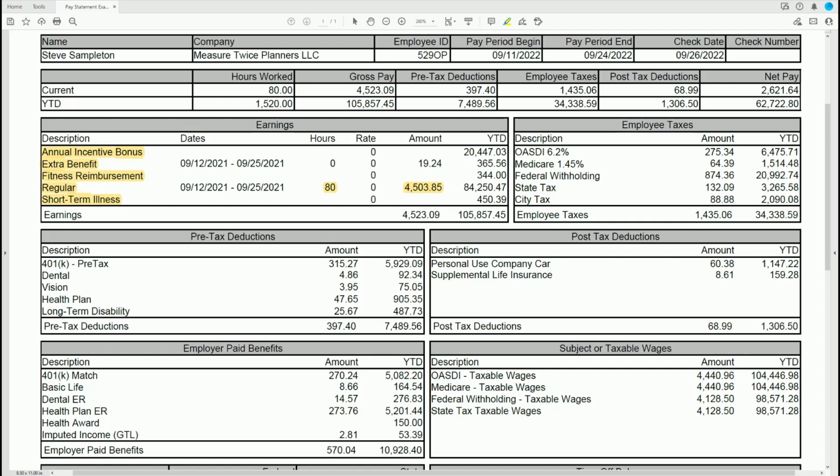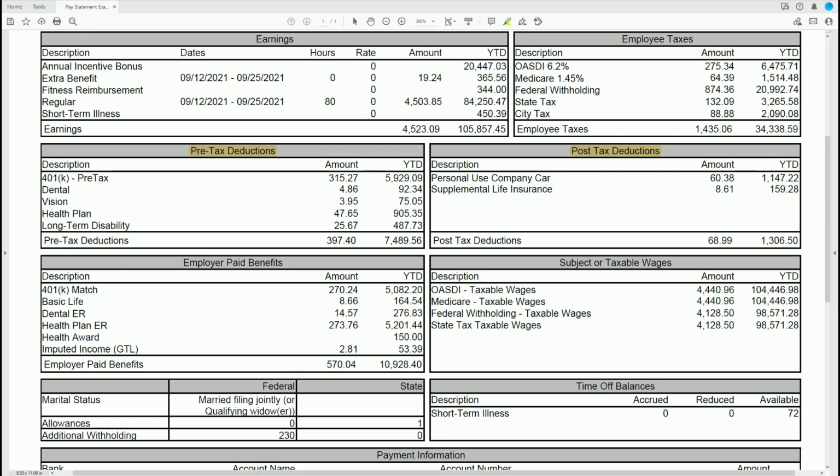Remember that many of these income sources may be subject to supplemental tax withholding rates, such as the annual incentive bonus seen here. After gross pay is calculated, various employee-paid benefits are deducted, either as pre-tax or after-tax deductions. It is important to remember that pre-tax deductions on the pay statement do not show up on the client's tax returns, since they are already excluded from taxable income on Form W-2 and cannot be further deducted on the tax return, so no double dipping.